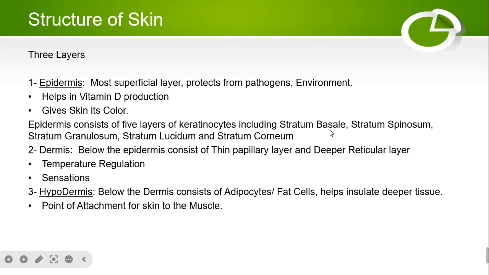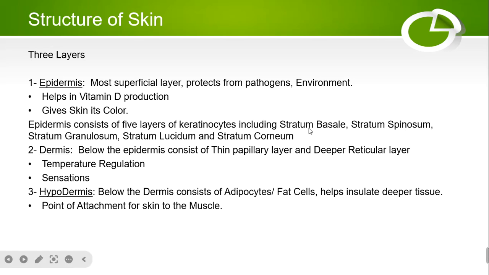Stratum basali is the lowest layer of keratinocytes. This is exactly where keratinocytes start their growth. It is a single layer of stem cells which divide and proliferate into keratinocytes. As the keratinocytes mature, they move up to the upper layers of skin, like stratum spinosum.